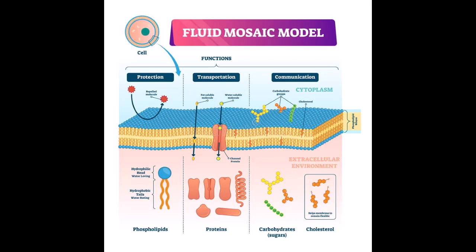Next is cholesterol. Cholesterol is a type of steroid which is helpful in regulating molecules entering and exiting the cell. Lipids comprise both phospholipids and cholesterols.